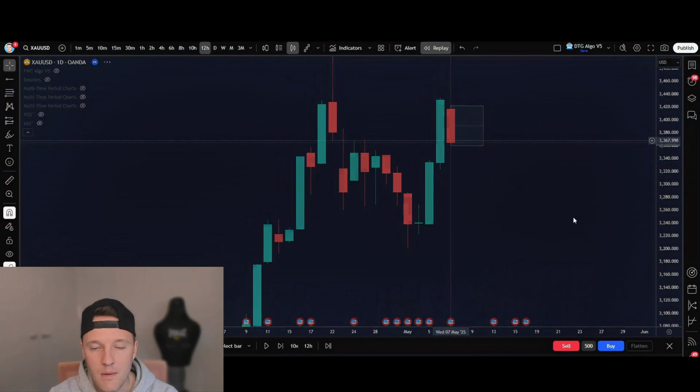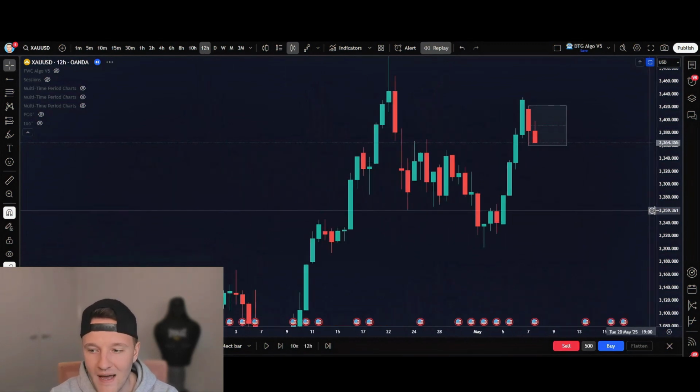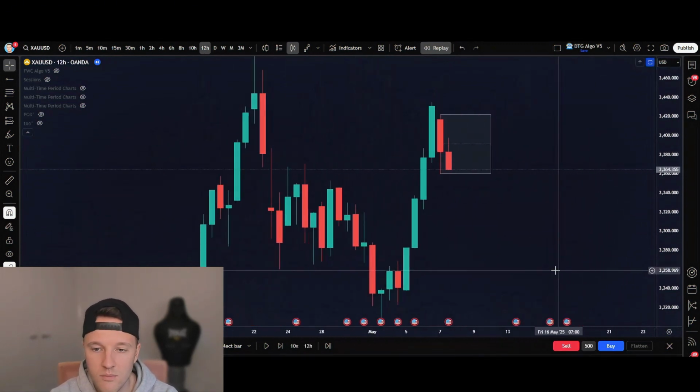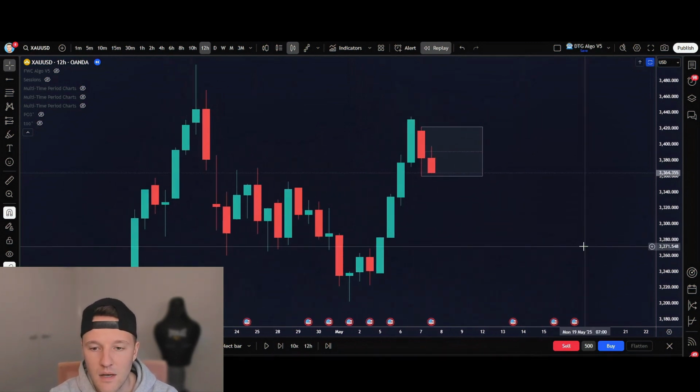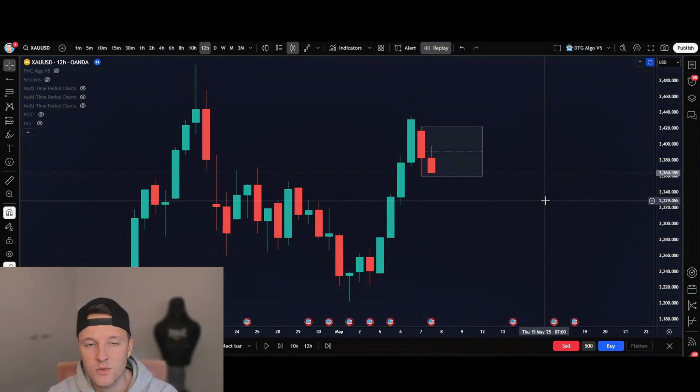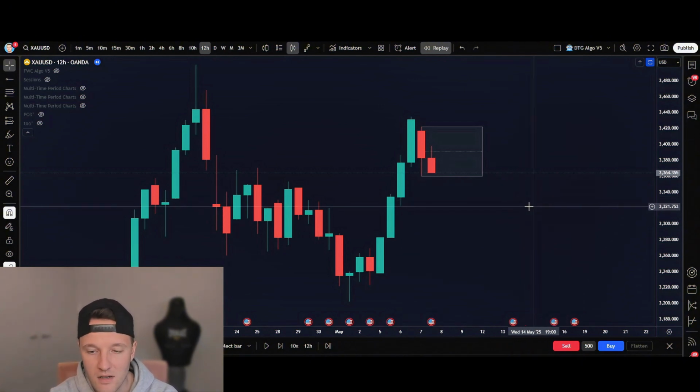The next time frame I'm going to go down into is the 12-hour, and again, you guys know I love my 12-hour time frame. It gives us an idea of where the next 12-hour candle could be heading during London session, during New York session, and it can just give you your daily bias or your session bias instantly within seconds just by looking at the 12-hour time frame itself.